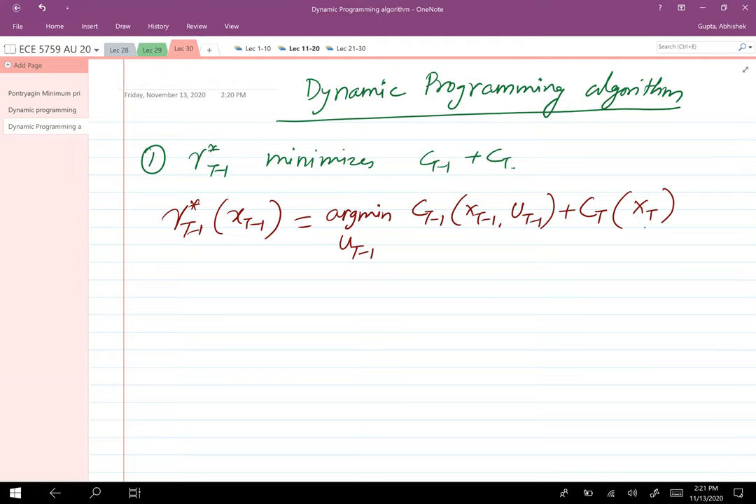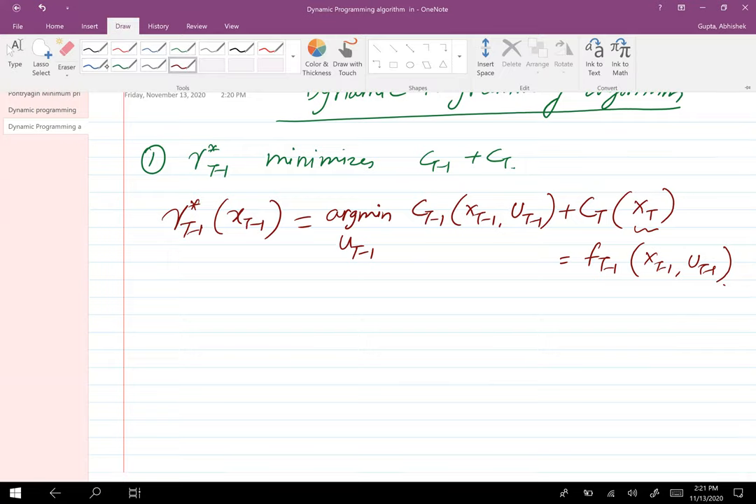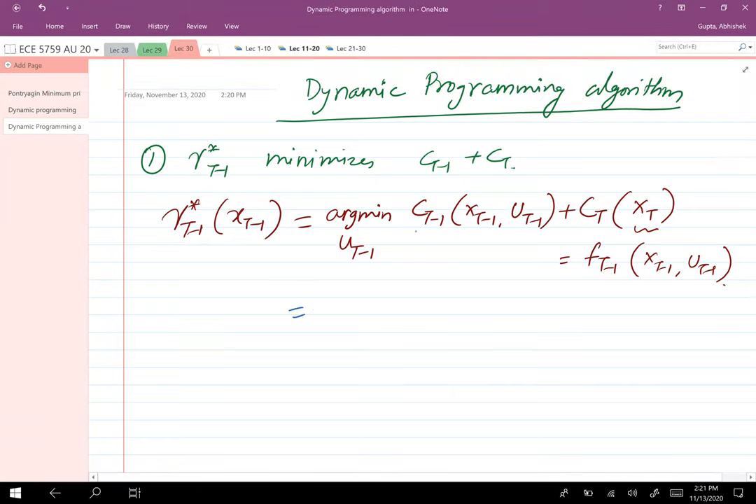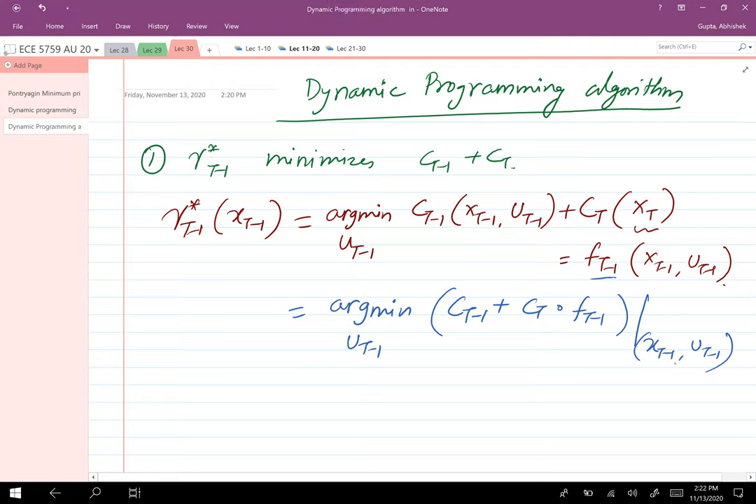Okay, so c t depends on x t, but we know that x t can be written as f t minus 1 of x t minus 1, u t minus 1. So then I have the current cost and the future cost, but I know that the future cost depends on the current state and the current action under the influence of the state transition function f t minus 1. So I can write it as argmin over u t minus 1 of c t minus 1 plus c t composition f t minus 1, evaluated at the current state action pair. And I'm going to store the argmin in gamma star t minus 1.